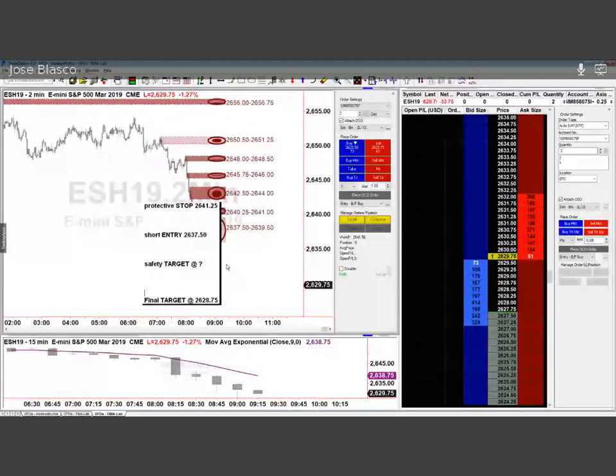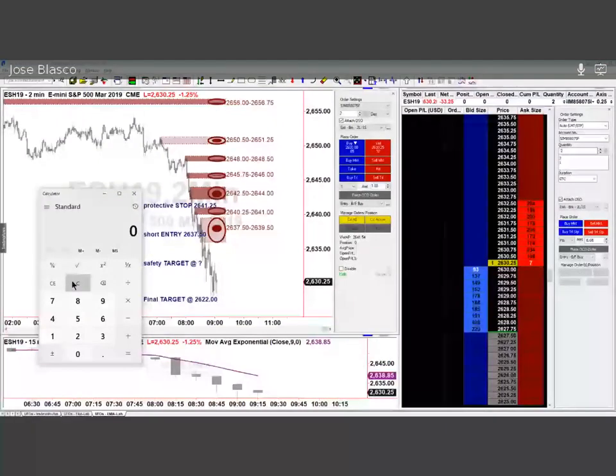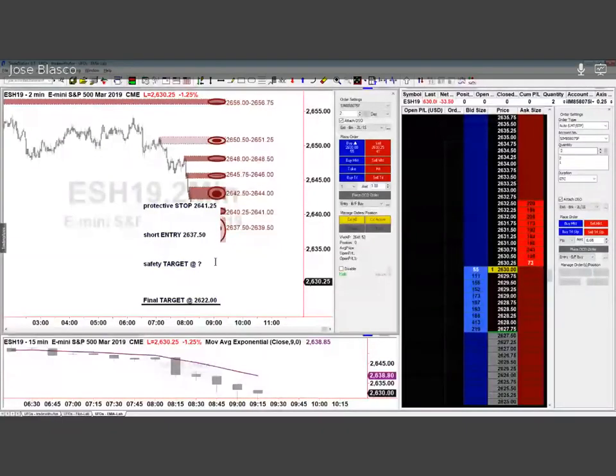So let me place the order. Let me recalculate the safety target, and we'll call it a day. Okay, so from 41.25 to 37.5, we're talking about 3.75 points of risk. If I project this below 37.5, that would be 33.75. So 33.75, that would be the mechanically calculated one. Okay, so let's go for it.